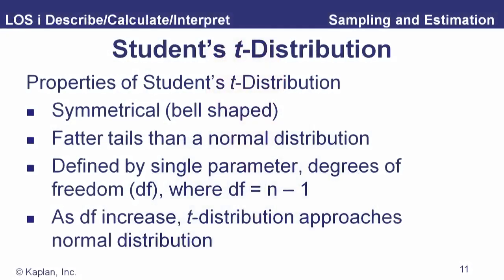Now, student's t-distribution is defined by a single parameter. Everything else is already determined. And that single parameter is degrees of freedom, and that's just our sample size minus 1. So as the degrees of freedom increase, our sample size increases, the t-distribution approaches the normal distribution. But for smaller sample sizes, when we use the t-distribution, we're doing that because we want to know the probabilities taking account of those fatter tails.